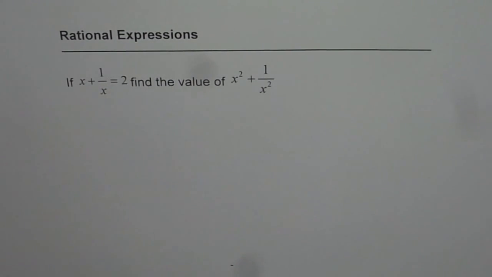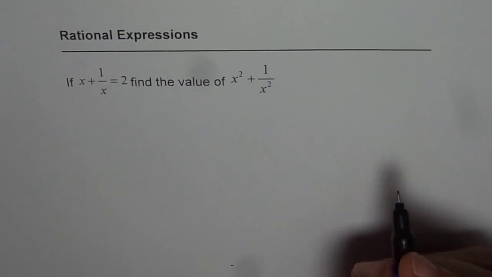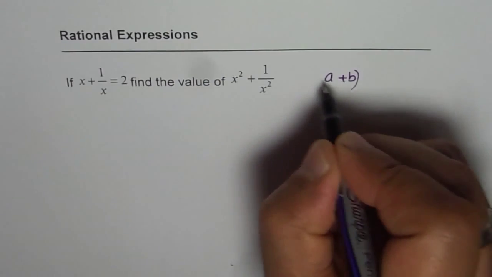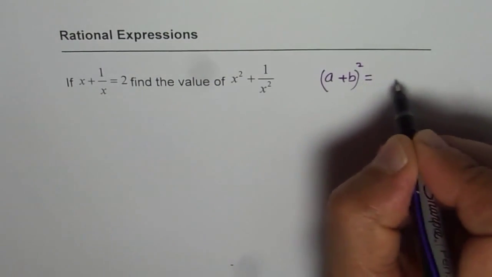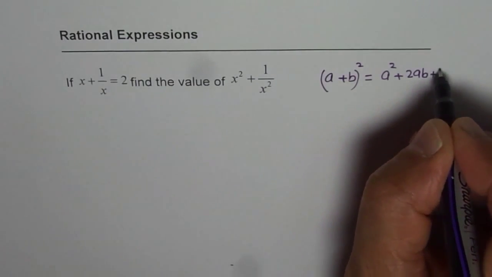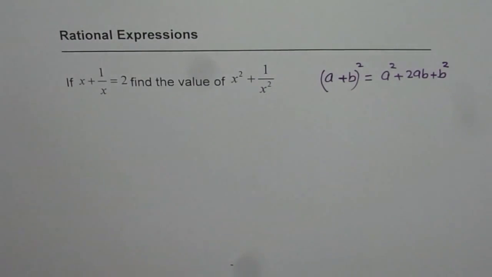Well, here is a hint for you. You can apply this formula: (a plus b) whole squared is equal to a squared plus 2ab plus b squared, right? And then get the answer. I hope that helps. So you can try to solve it now and then look into my suggestion.